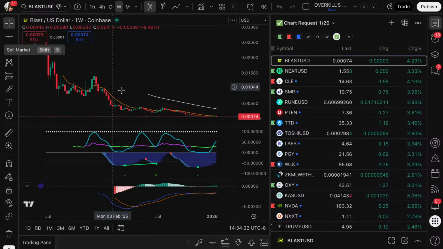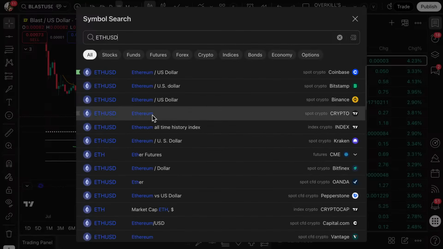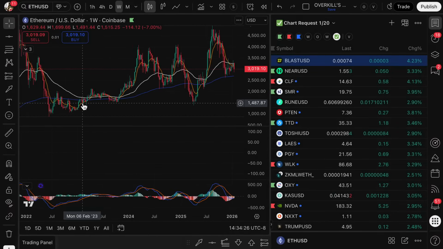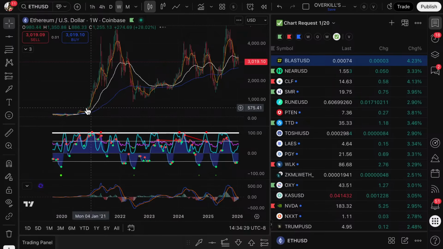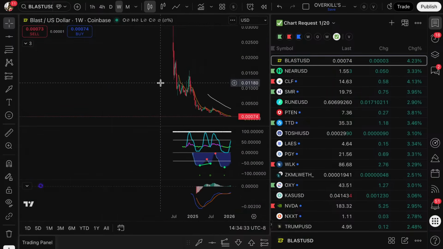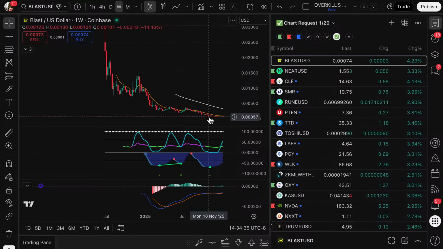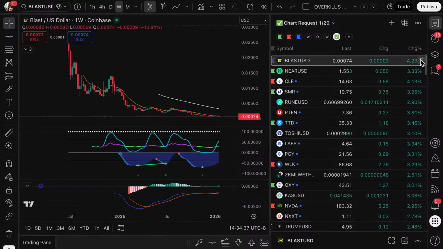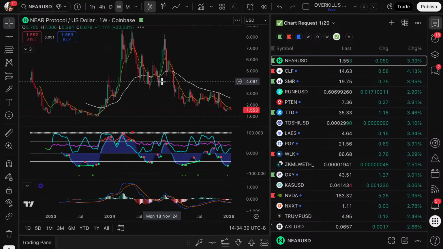Blast. See, I don't like charts like this, okay? We need charts that are up and to the right, like this. Whoop. Ethereum. Up and to the right. We don't want something like this. Okay, that's just ugly. No one's interested. Everyone's sold all their stuff. They don't care anymore. I'd avoid it.